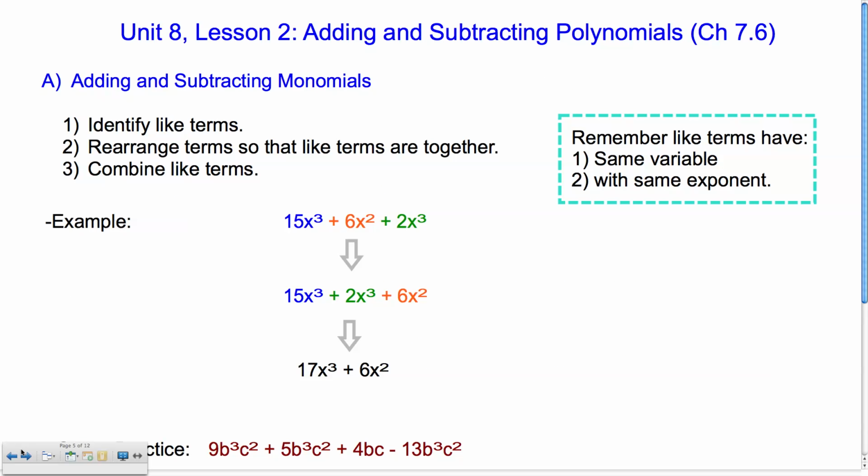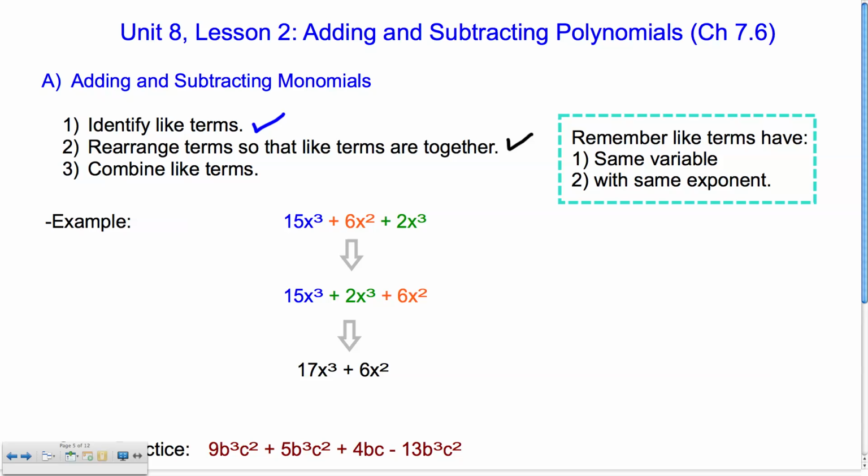Let's get started. This is our first set. We're going to talk about adding and subtracting monomials. What we want to do first is identify like terms. What are like terms? Over here, we have a basic definition of like terms. Hopefully you got that. Maybe you want to write it down. But remember, like terms are terms that have the same variable with the exact same exponent.